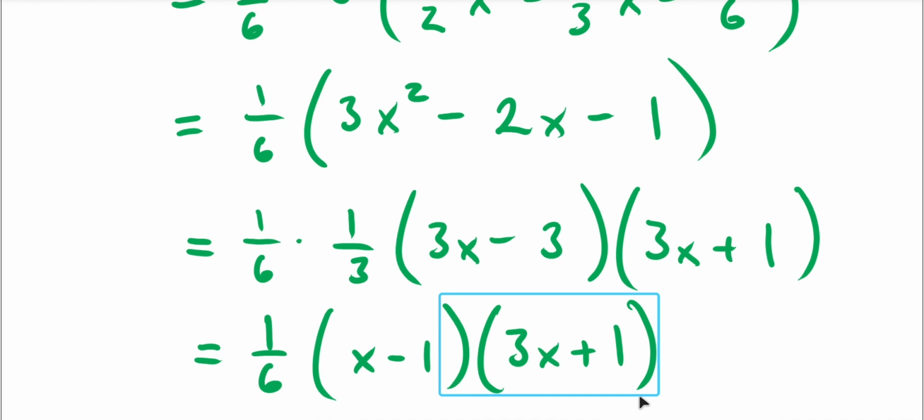Now, if you wanted it back to expanded, you could FOIL this out and distribute the 1/6. But if all you want is it factored, here we can see the factors laid bare for us right here. We have 3x plus 1, x minus 1, and a leading coefficient of 1/6.